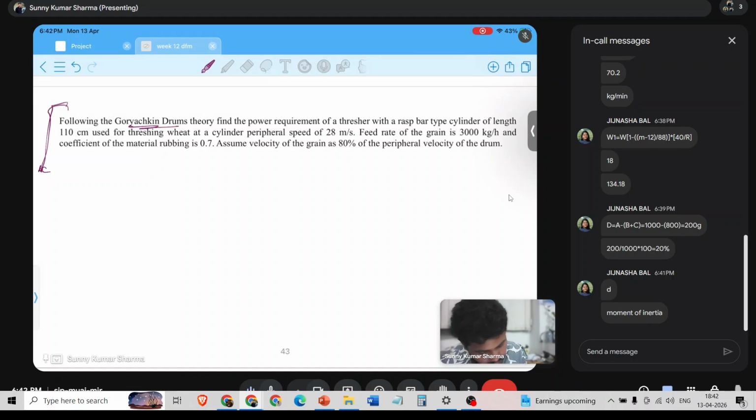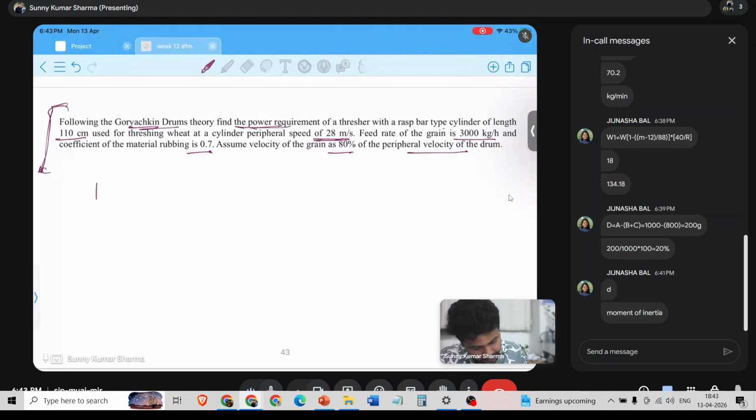So following the Goryachkin drum theory, find the power requirement of a thresher with raspa type cylinder of length 110 centimeter used for threshing wheat at a cylinder peripheral speed of 28 meter per second. Feed rate of the grain is 3000 kg per hour and coefficient of material ribbing is 0.7. Assume velocity of the grain as 80% of the peripheral velocity of the drum. We need to find what is the power requirement.